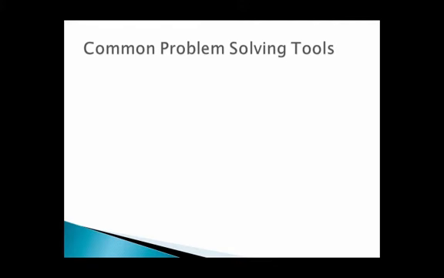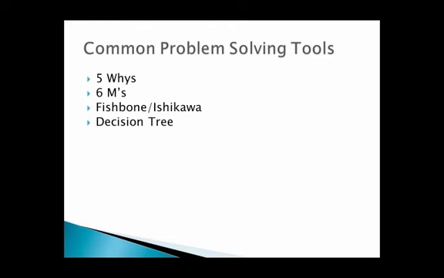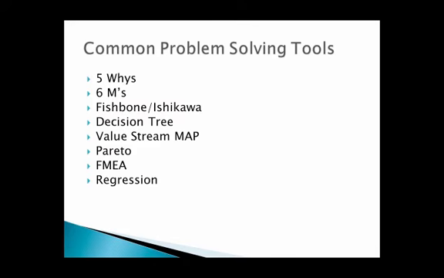So how do we find relationships? Well, we start off with some common problem-solving tools. I bet you guys could list all of these, right? 5 Whys, 6 M's, fishbones, decision trees, value stream map and Pareto's, FMEAs, failure modes and effects analysis, regression, trees, Kepner-Tregoe. There are lots of common tools, right? But do we really use them? Are they really ingrained in our culture?